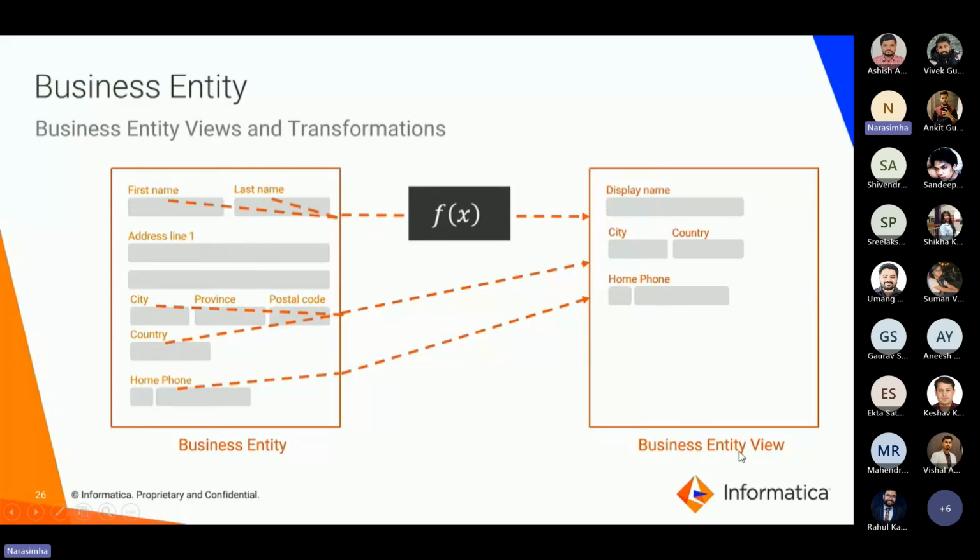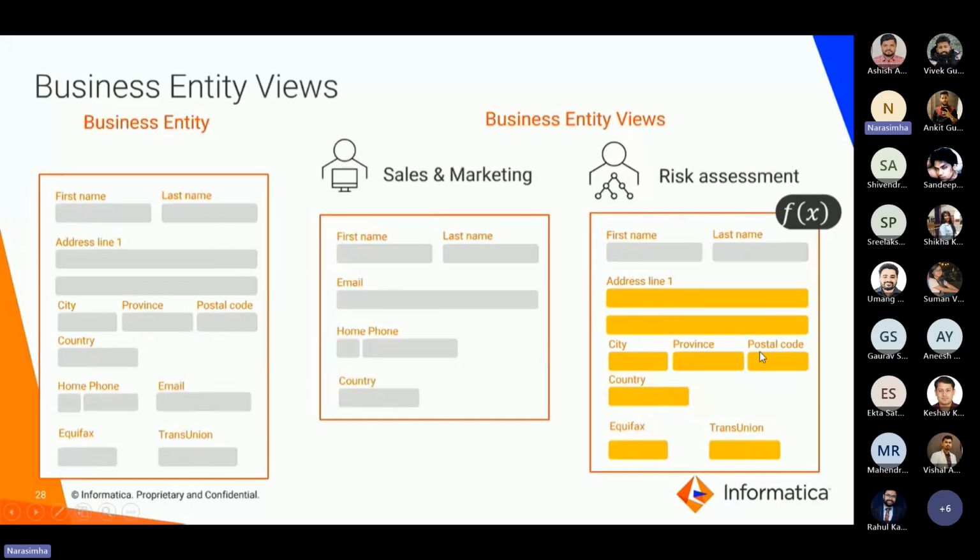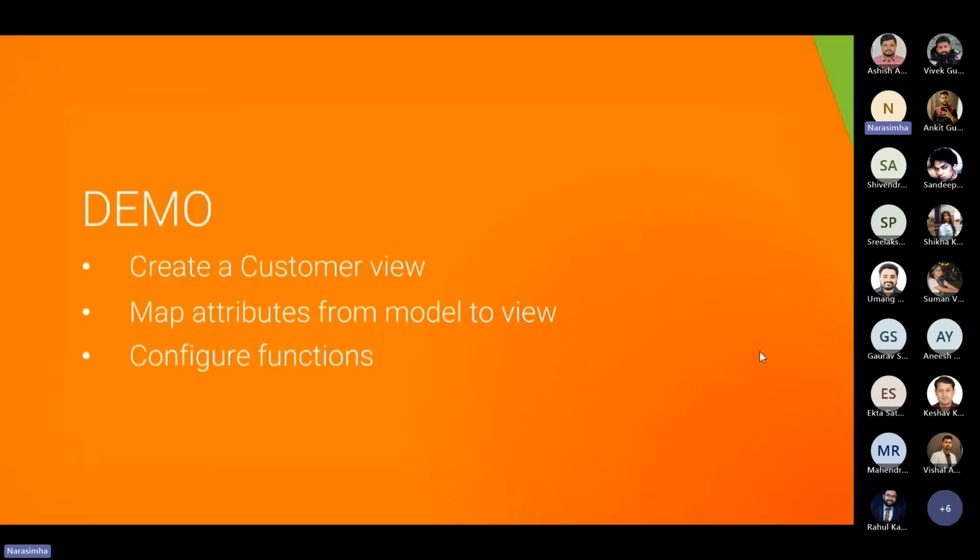The condensed form is the business entity view, which is the display name. Example here. Similarly, we can see others also. Likewise, you can think of many examples. That's how a business entity view would look.